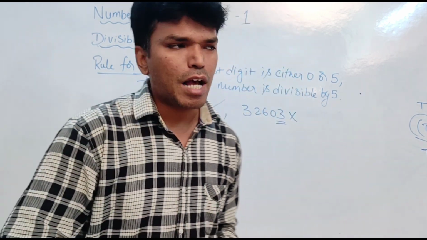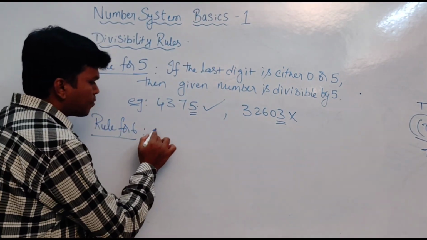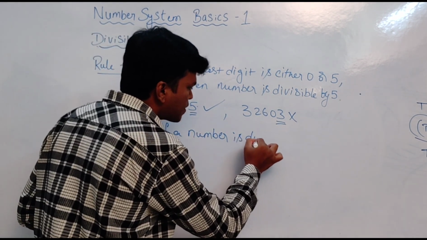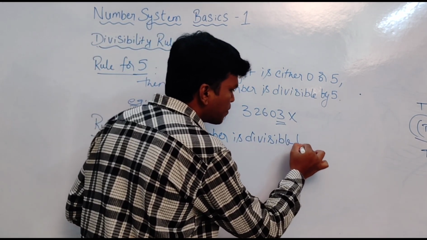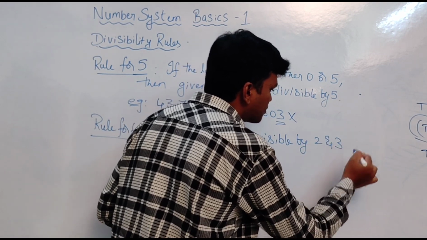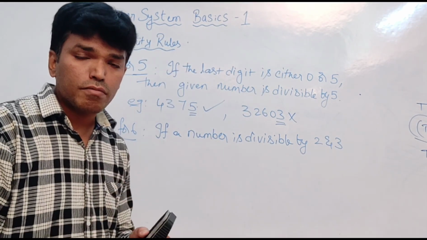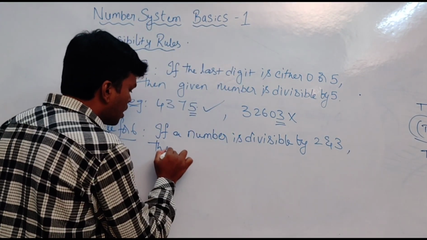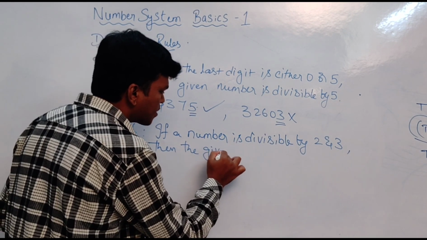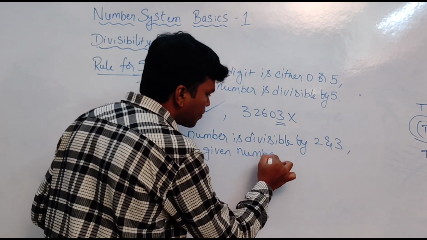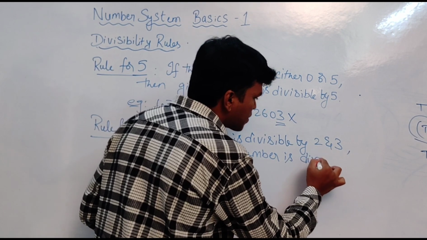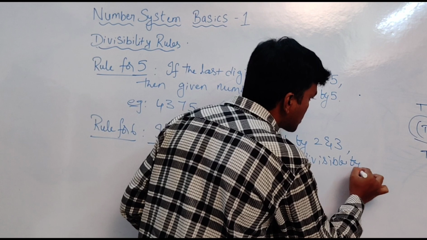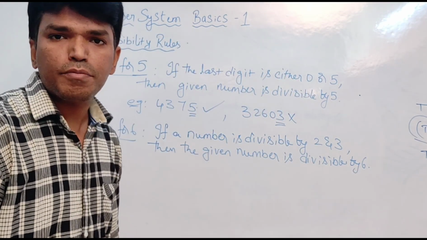Let us take an example. First, the rule for 6. If a number is divisible by 2 and 3, both, it is compulsory, 2 and 3, right? Then the given number is divisible by 6.